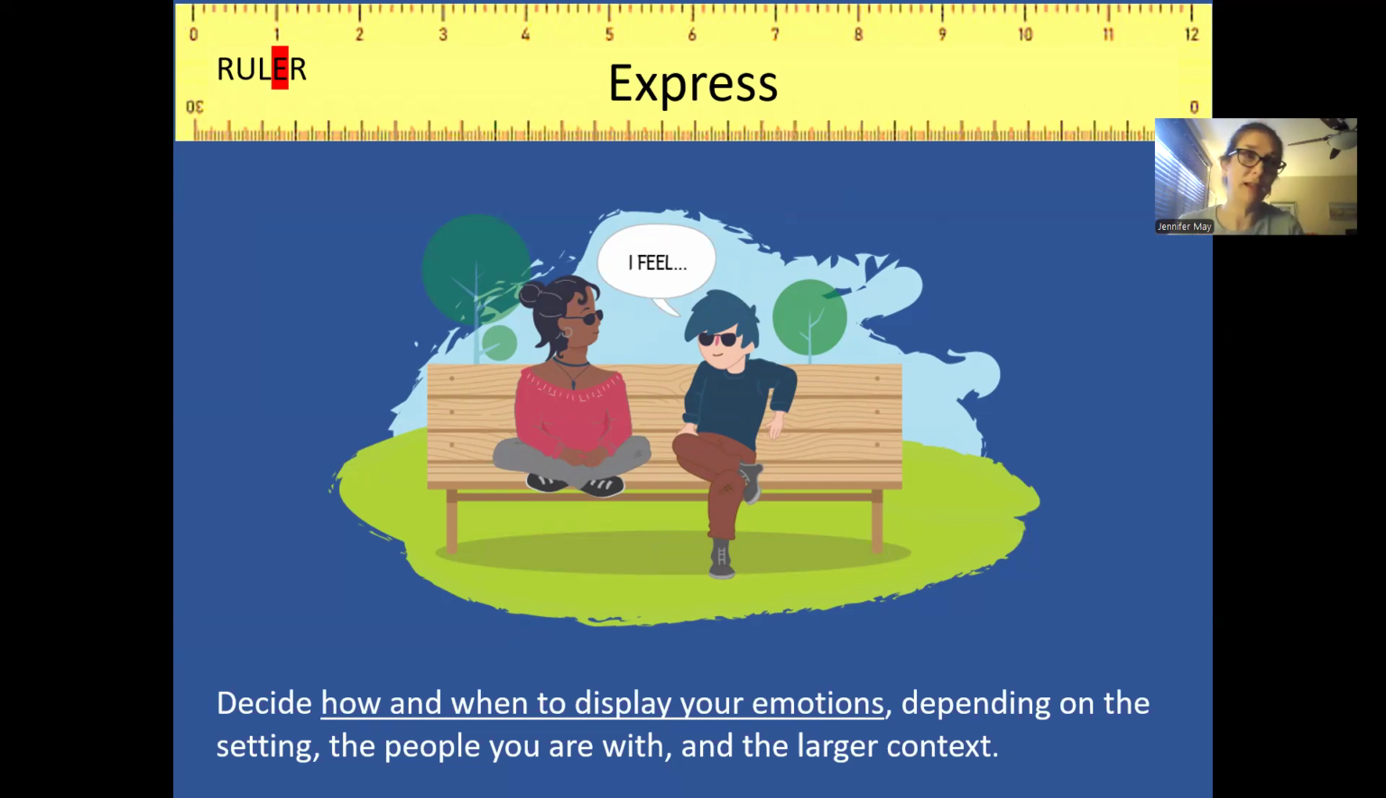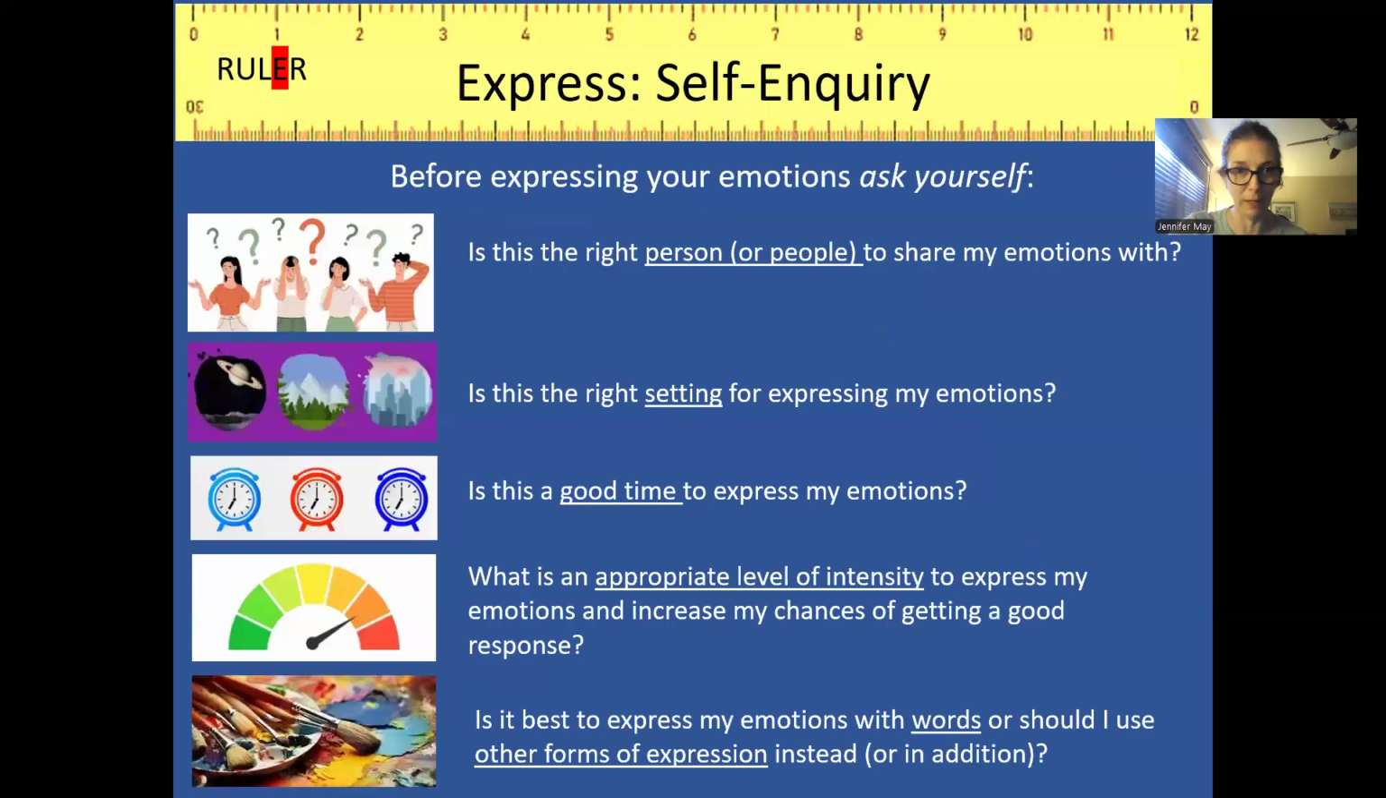And the express kind of involves some judgment about how and when it might be appropriate to express your emotions, so that it works for you. Because there's ways to express it that could be very destructive or very inappropriate. But if you learn appropriate ways to do it, you can have more positive feedback and help get your needs met better. So here are a few things to think about with express.